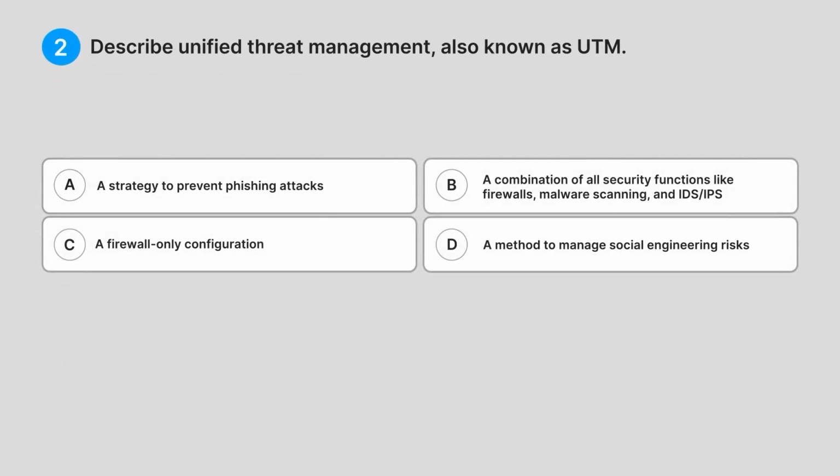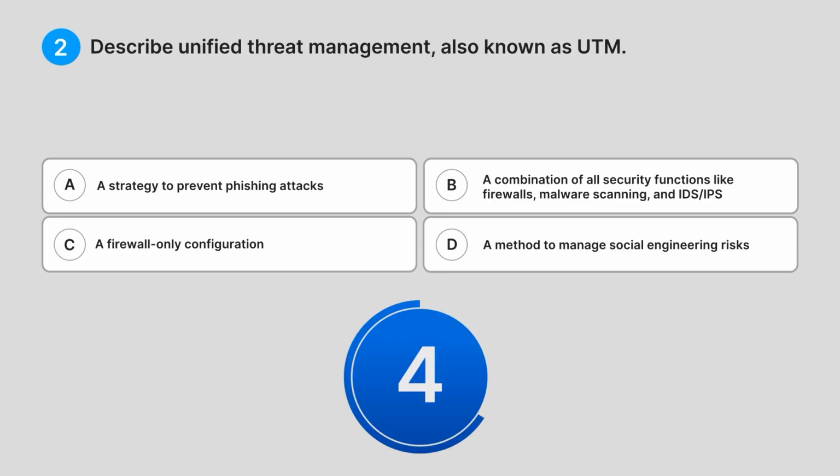2. Describe unified threat management, also known as UTM. A. A strategy to prevent phishing attacks. B. A combination of all security functions like firewalls, malware scanning, and IDS/IPS. C. A firewall-only configuration. D. A method to manage social engineering risks. Can you guess the answer?